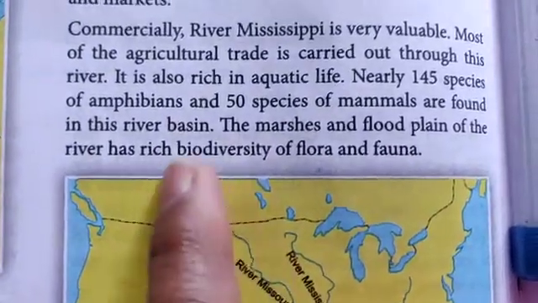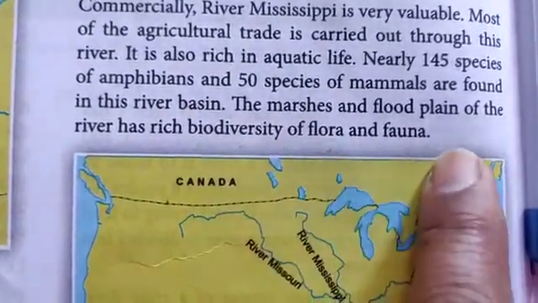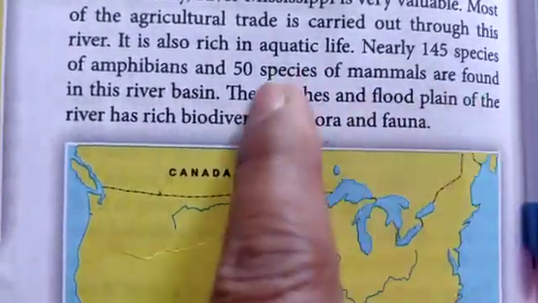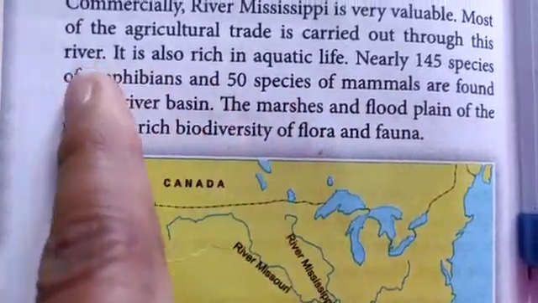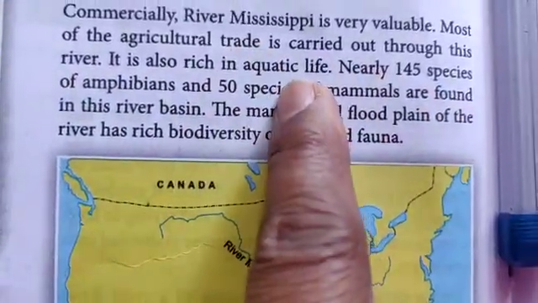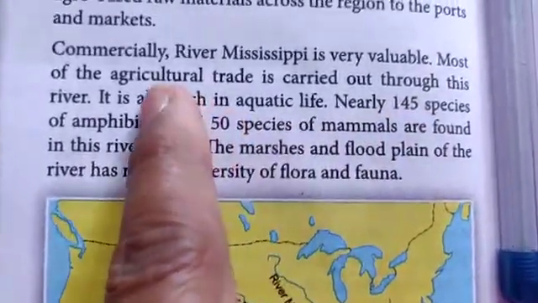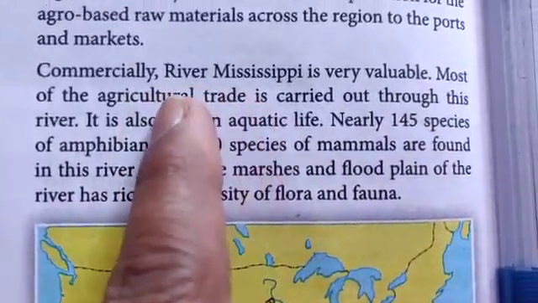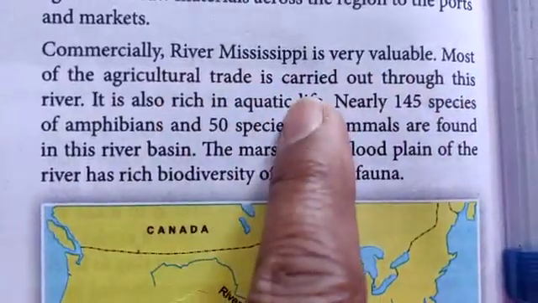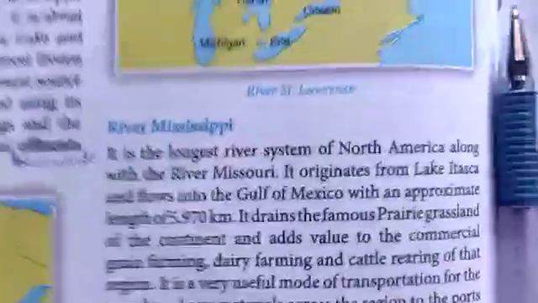So just underline a few things. Rich biodiversity of flora and fauna, marshes and floodplain, you underline. Amphibians and mammals, aquatic life, what all are there? Amphibians and mammals, no need to say how many species, nobody is going to ask you that. But this is very important, that agricultural trade is carried out through the river.